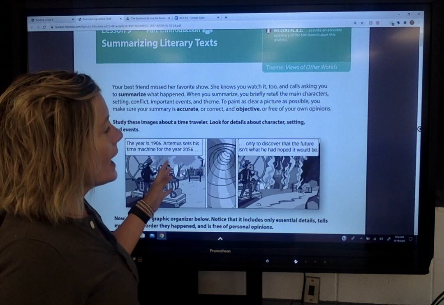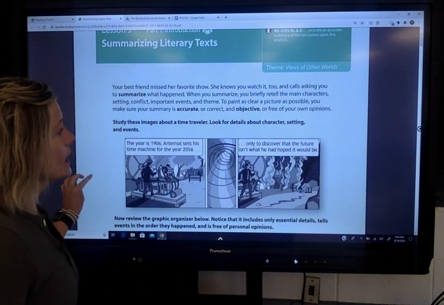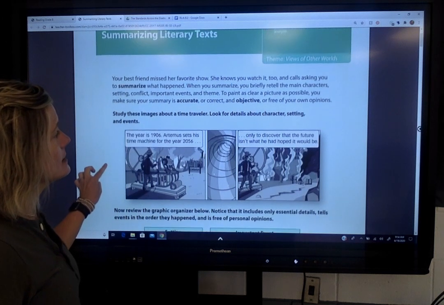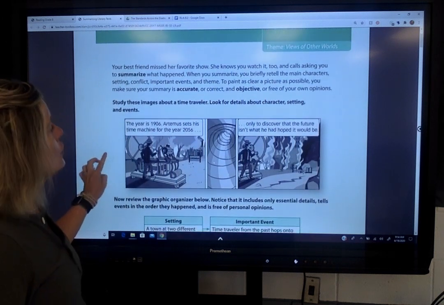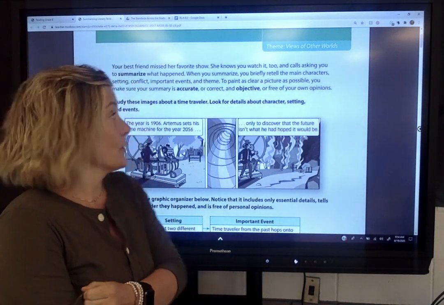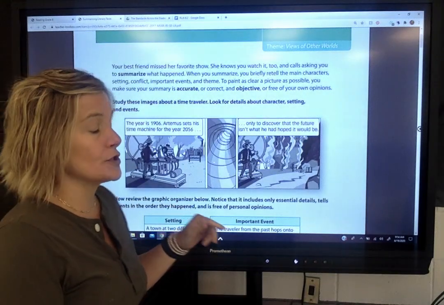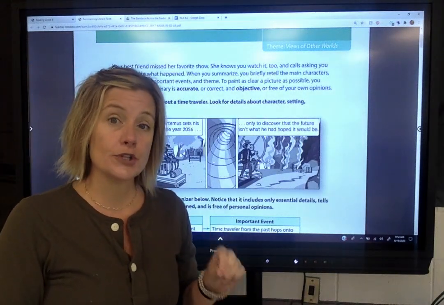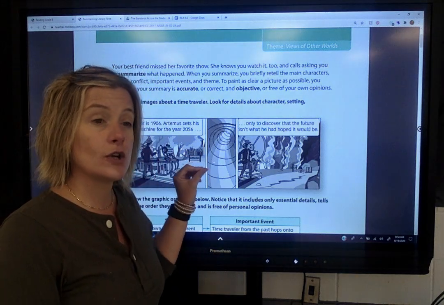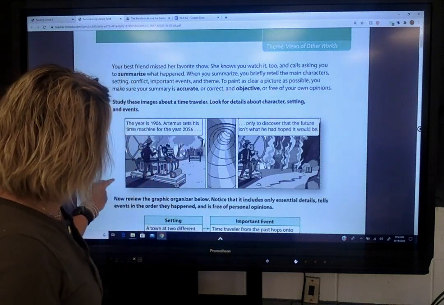When you're summarizing in literature, you briefly retell the main character, setting, conflict, important events, and theme. You want to make sure that your summary is accurate, is correct, and you also need to make sure that your summary is objective. You don't put your own opinion in that summary. You stick just to the who, what, when, where, and why of the story.